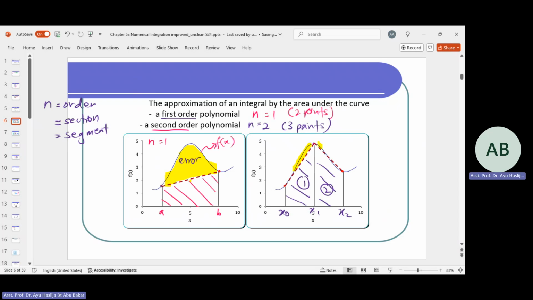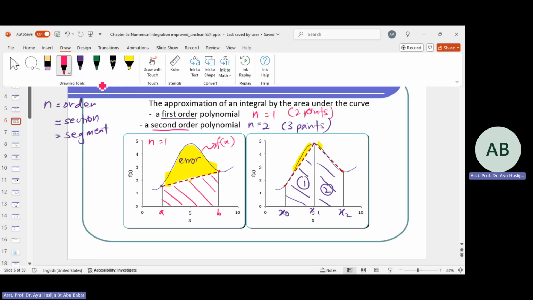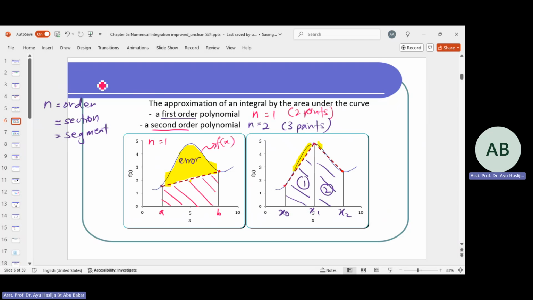Okay, this pictures the Newton interpolation last time. The higher the order, the lesser the error to the actual value. Again, n equals 2, you have 2 segments, 1 and 2. So it covers this area. Okay, so the yellow part is the error. Compared to n equals 1, the error is smaller.